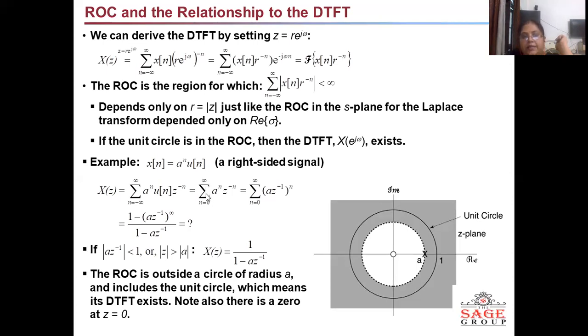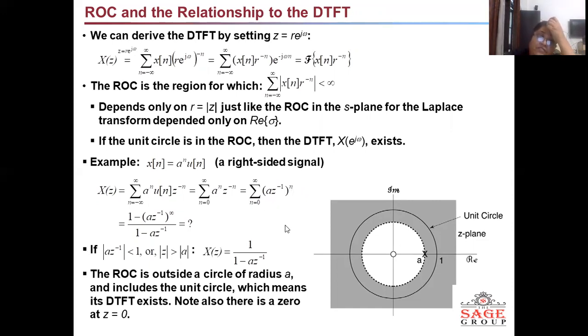So we have taken the summation sign, n from 0 to infinity, a to the power of n, u[n]. The value of the unit step function is 1, so we have taken 1 instead of u[n]. Now this will become an infinite series. By putting n equals 0, the first element will be 1. Then we put n equals 1, then n equals 2.